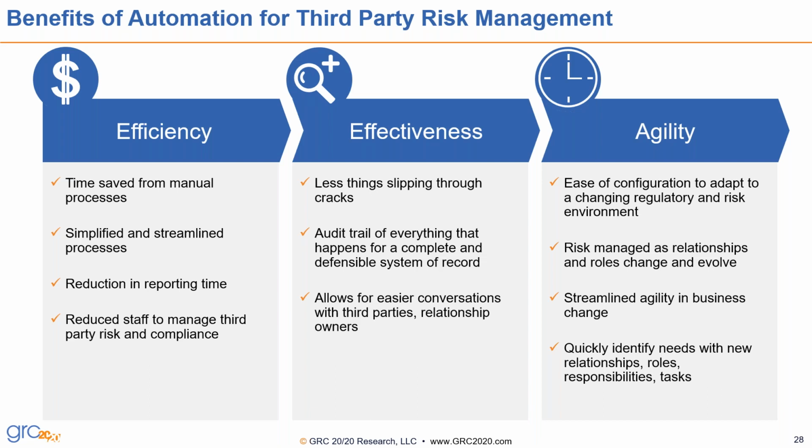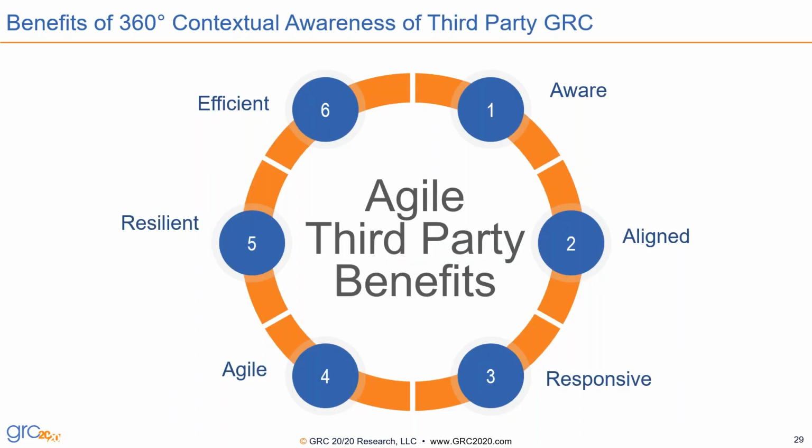But it should also enable agility. It provides the ease of configuration to adapt to a changing regulatory and risk environment in the third-party landscape, provides risk management as relationships and roles change and evolve, and streamlined agility in business change, such as mergers and acquisitions, which would bring in a whole redundant set of third-party relationships, and the ability to quickly identify needs with new relationships, roles, responsibilities, and tasks.